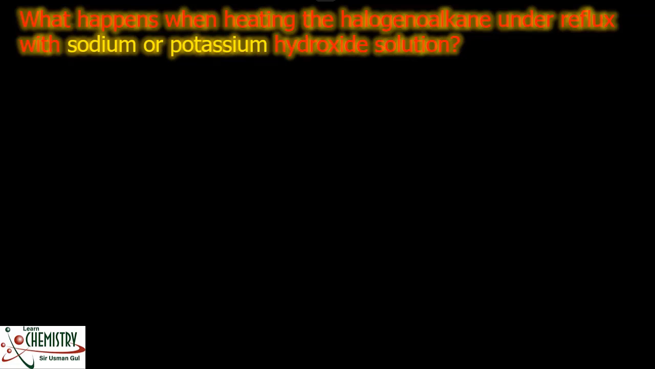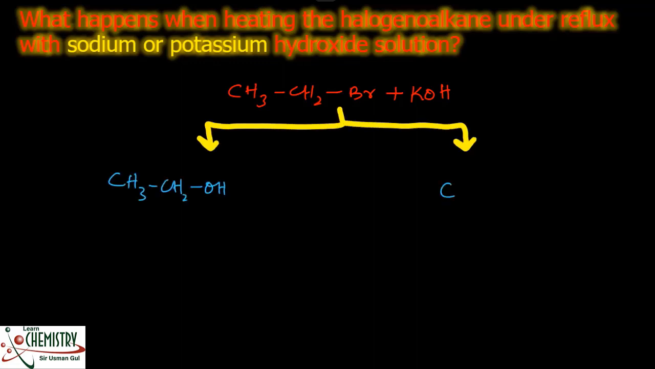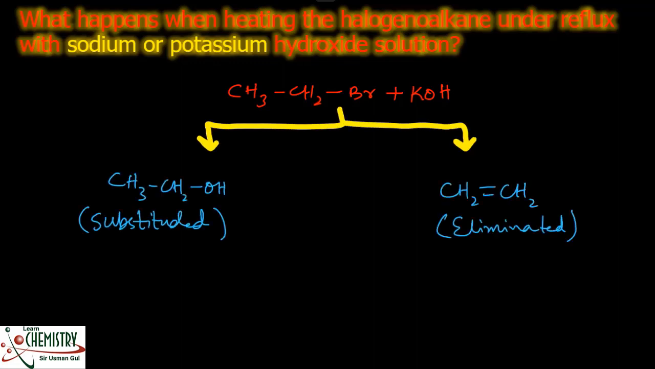Now, number one thing: what happens when heating the haloalkane under reflux with sodium or potassium hydroxide solution? Right now this is the simple bromoethane. If we just add potassium hydroxide to it and heat it, what do you think we will get, what will happen? We could get alcohol, a substitution product, or we could get alkene, an elimination product. So what decides whether you get substitution or elimination?